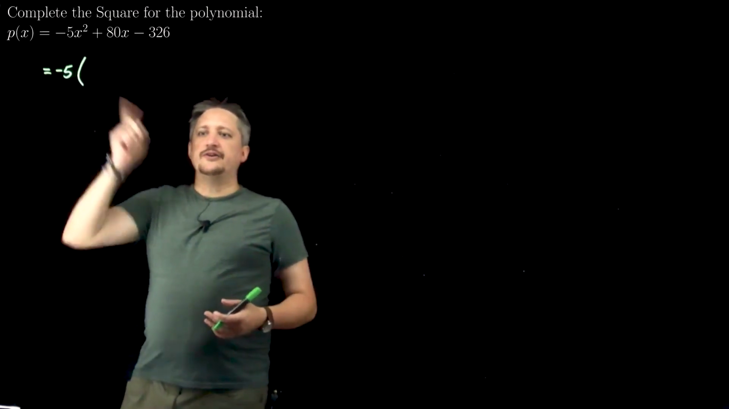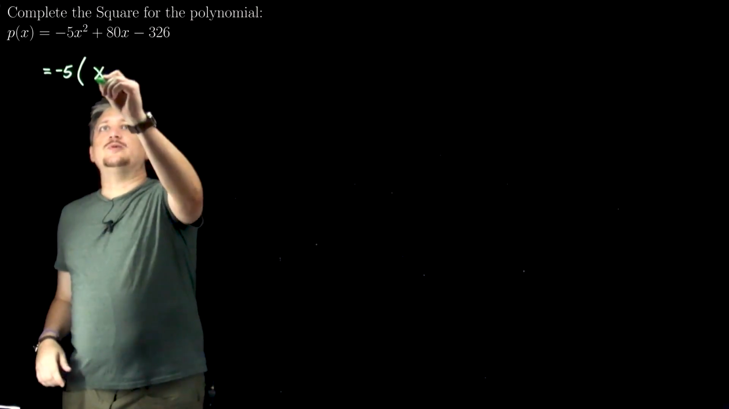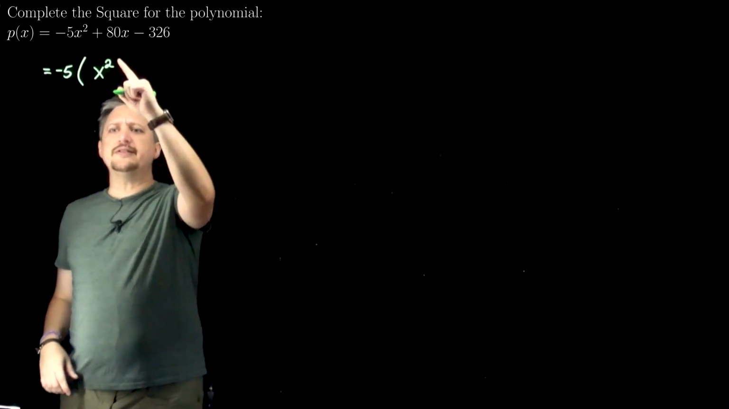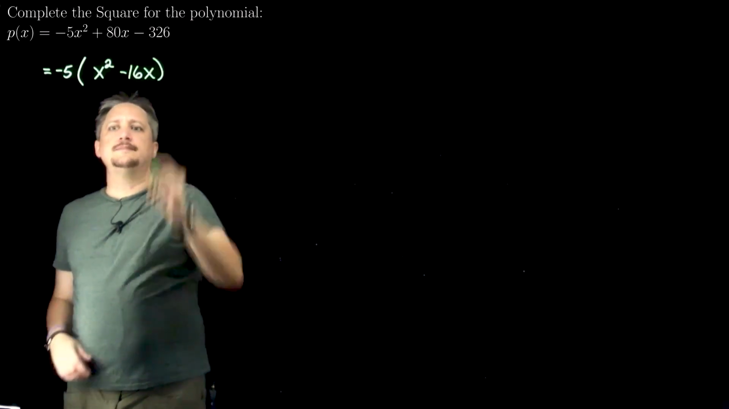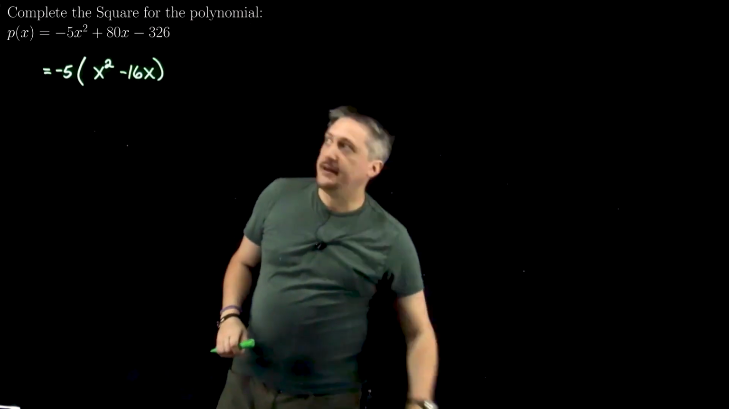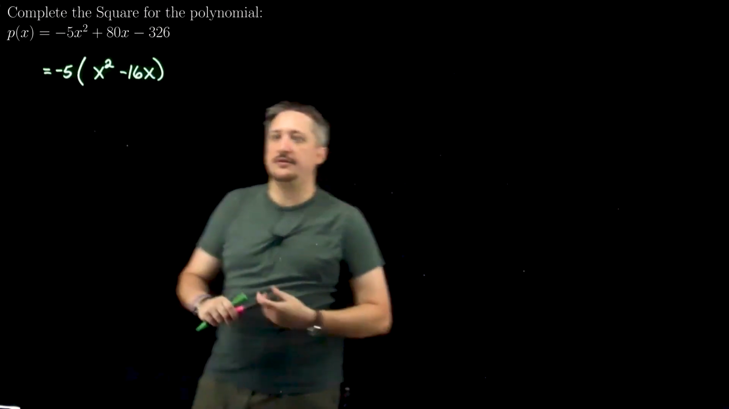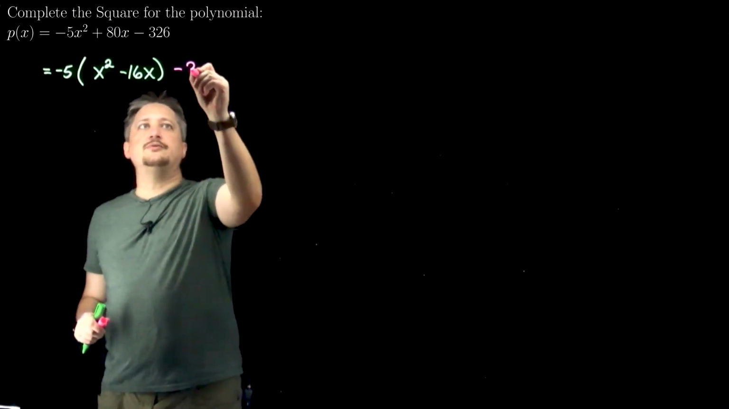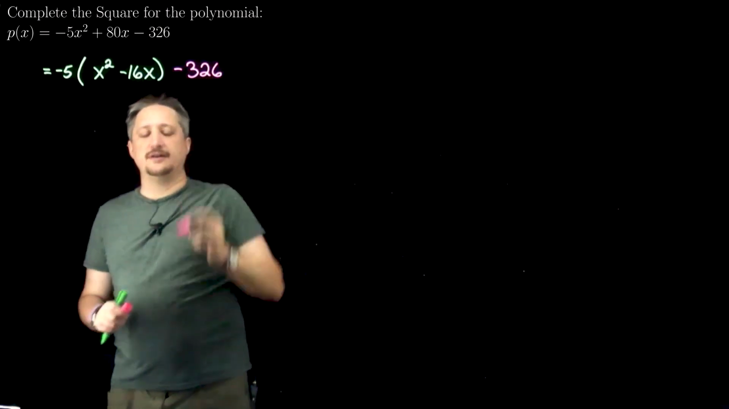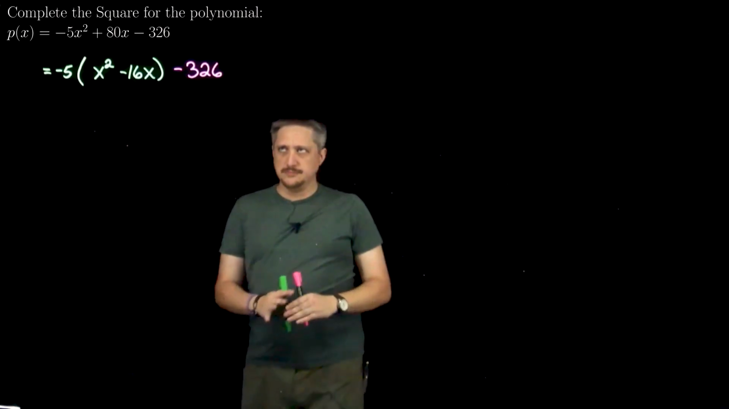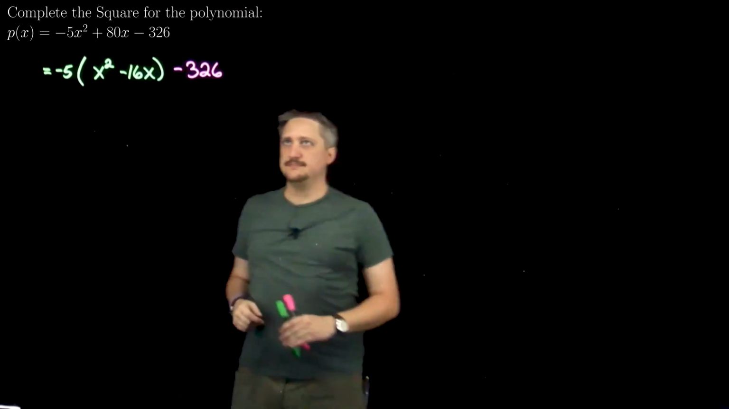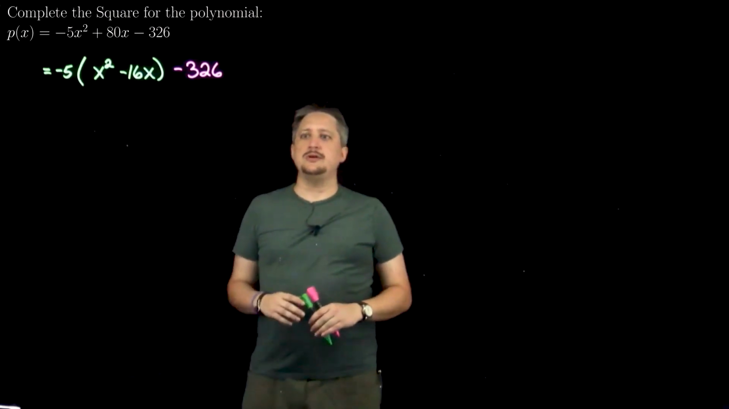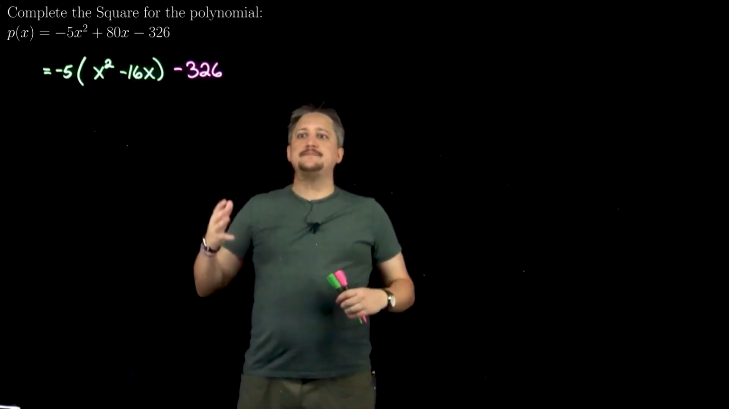So factoring out the -5, I'm going to get x squared. Factoring out the -5 from the 80, I'm going to get -16x. And then, as I mentioned, I'm going to have this -326 just sitting there. In particular, I didn't factor the -5 out of it; I'm just having it tag along. Okay. All right. So what next?